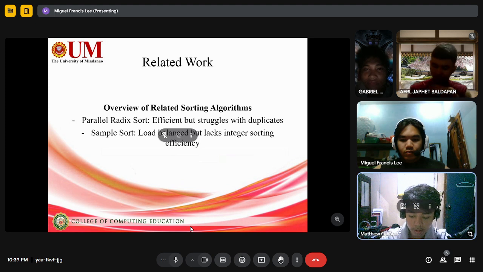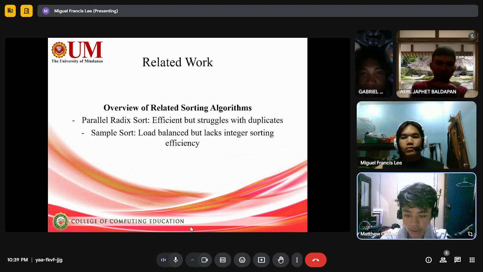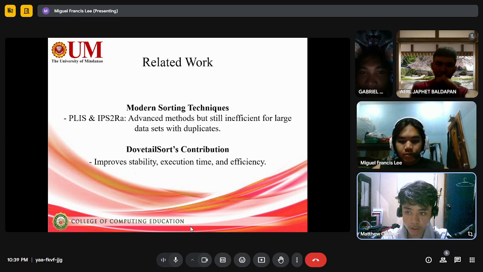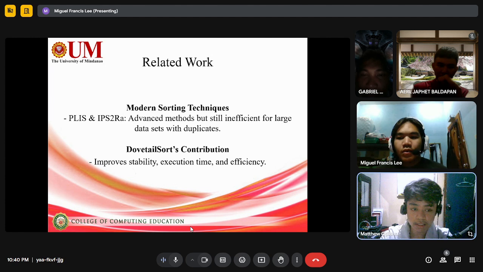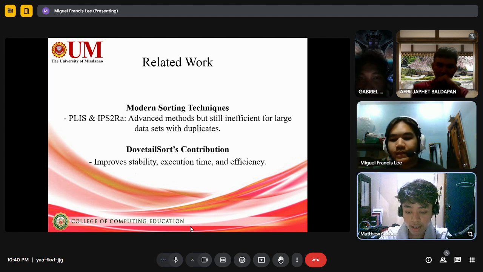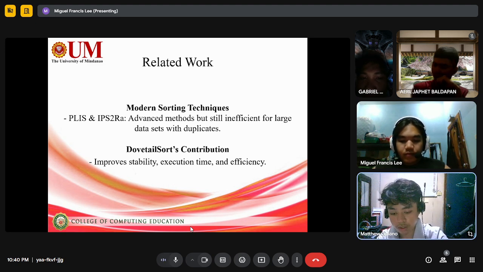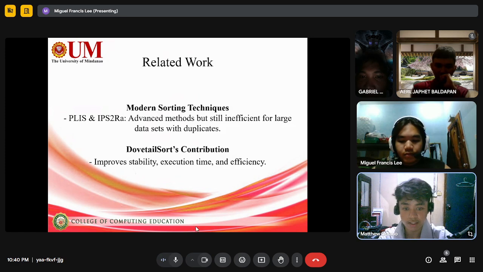So, for the related work, to better understand our contribution, we reviewed existing algorithms. First was parallel radix sort. It's efficient but falters with duplicates. Sample sort is more load balanced but it lacks the specialized efficiency for integer sorting. Recent techniques like PLIS and IPS2RA also offer improvements but still face challenges with scalability and duplicates. Dovetail sort improves upon all of this by focusing on execution time, stability, and efficiency.